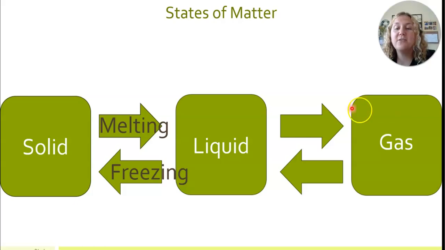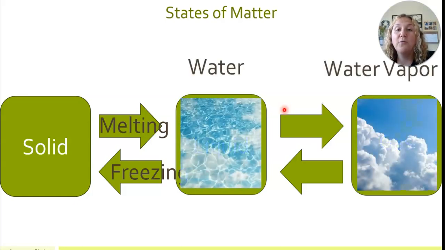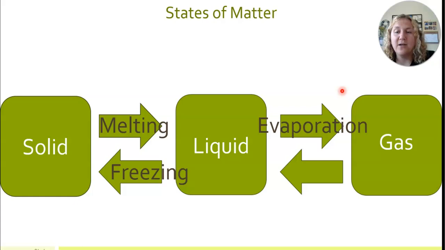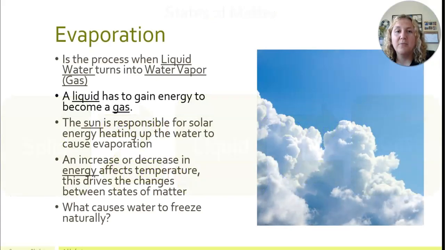Okay, and so when we start looking at these arrows over here, these arrows have a little bit longer words, and words that maybe we don't use on a daily basis. So we're going to cover them a little bit more closely because they're very important in the water cycle. When we talk about water changing into water vapor, we use the word evaporation to describe this. So we're going to look at that a little bit more in depth. Evaporation, like I said already, is the process when liquid water turns into water vapor or gas. A liquid has to gain energy to become a gas.